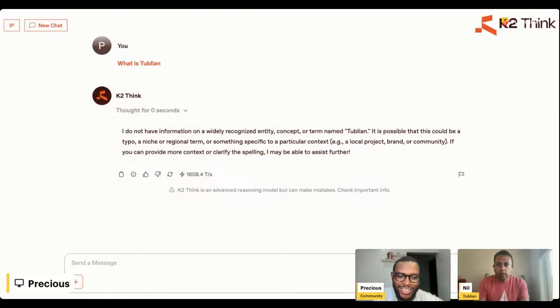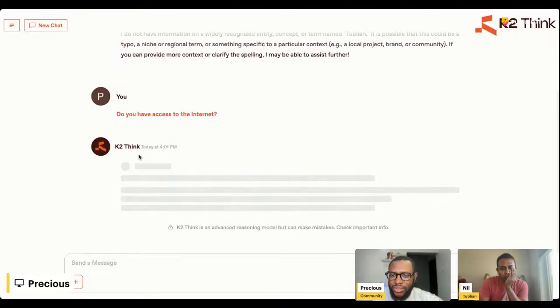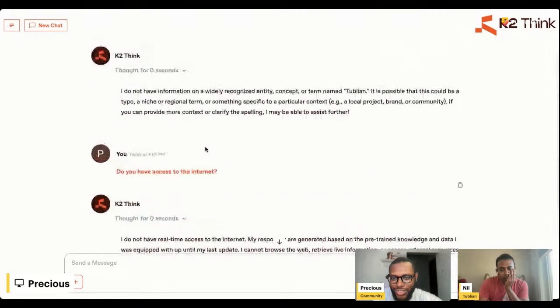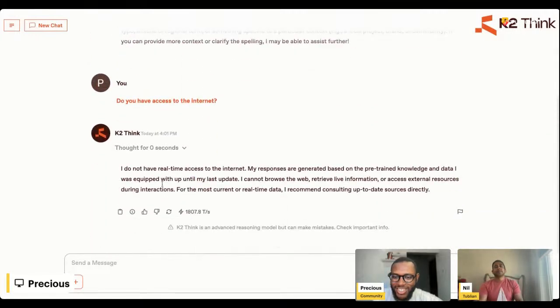Do you have any question for the model? We've got to train it. Why doesn't it know anything about Tublian? Is the data set old or what? I think we should feed it that information and say remember it. So, do you have access to the internet? Oh yeah, it doesn't have real-time access to the internet. I guess that's why it doesn't know us. And it's actually fast, 0 seconds. That's crazy fast, because of the question I asked.